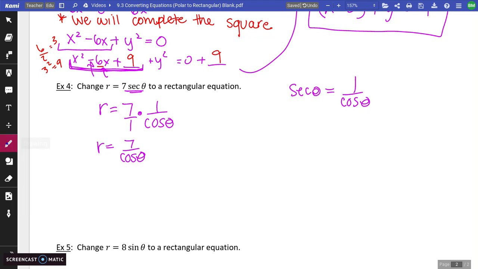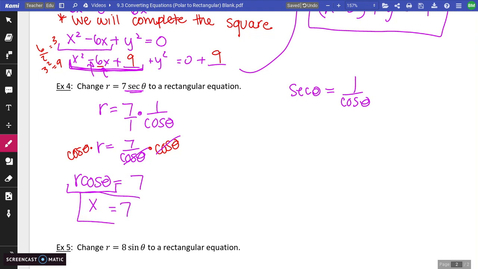So what I notice here, since cosine's on the bottom, if I multiply by cosine on both sides, these cosines cancel out. The left side becomes r cosine theta equals 7. r cosine theta is equal to x from the top. So I have a vertical line, x equals 7. And I'm done.